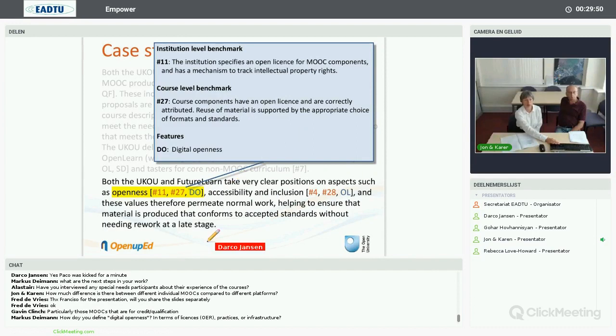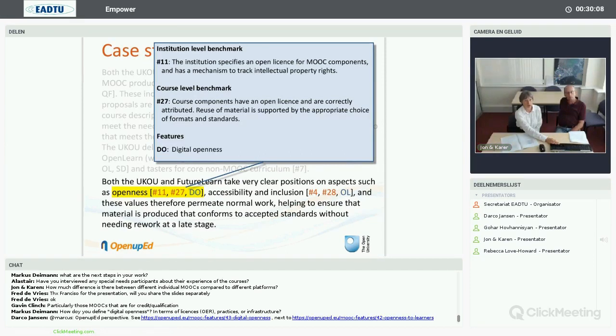So you can think about this as the intellectual property, the licensing of the MOOC, which is obviously meant to be open. So we have the benchmarks here, number 11 at the institutional level, which is about licensing and openness. And then we have a course level benchmark, which is a similar thing but applied to that particular course to make sure that everything in it is pretty open and available. So then we come right down to the bottom to the feature, which is called digital openness.